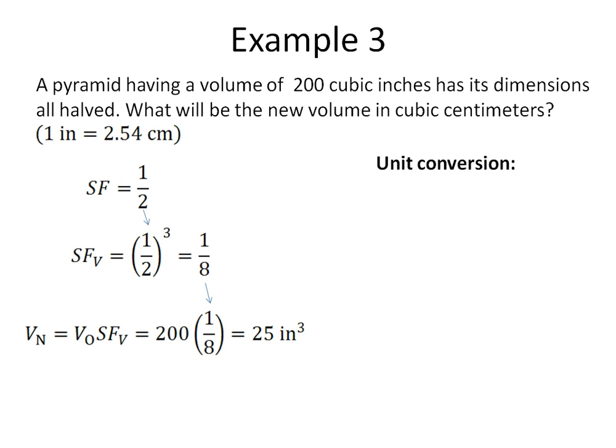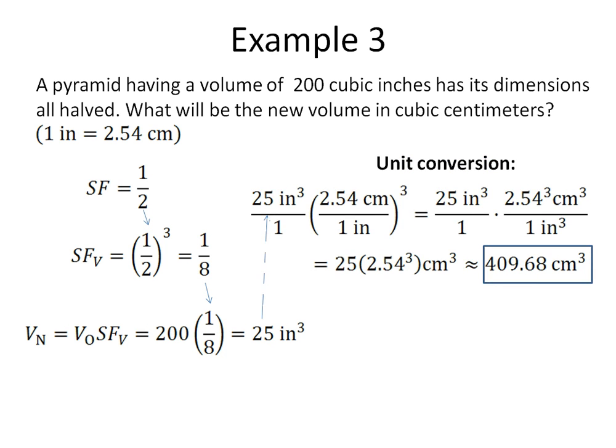Okay, so let's convert that to cubic centimeters. So this gives us 25 cubic inches over 1 times the 2.54 centimeters over 1 inch, and all that is cubed. So this gives us an equivalent expression of 25 cubic inches over 1 times 2.54 to the third power cubic centimeters over 1 cubic inch, which is equal to 25 times 2.54 cubed cubic centimeters, which is approximately 409.68 cubic centimeters.